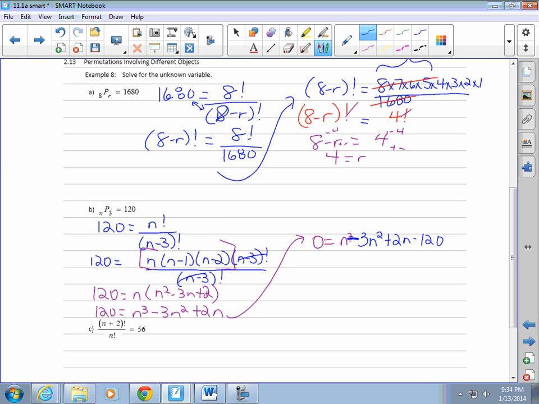Now you could factor that if you had all of the steps and lots of time, but instead what you would do is put this into your graphing calculator. When you're doing your trace, we want to do the zero function. We want to find the zeros of that graph. So when you do that, you'll find that n is equal to 6. So this graph would cross the x-axis at 6.